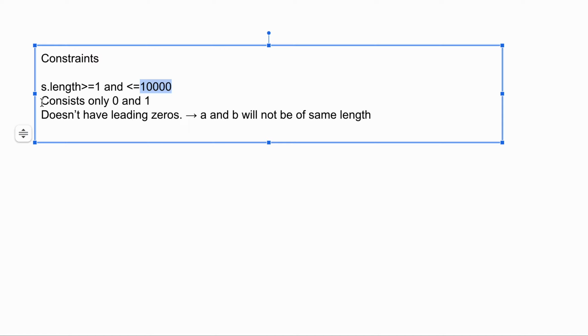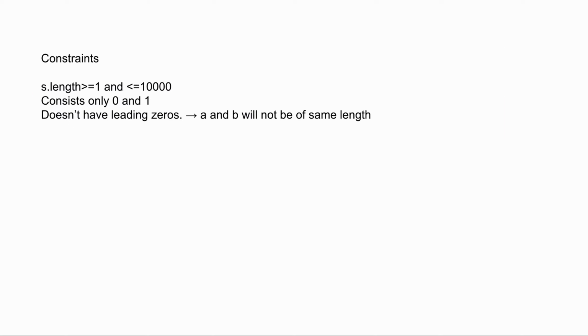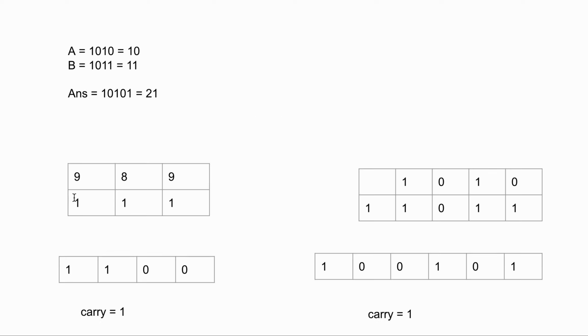The second thing they have given is it consists only of 0 and 1. This is very important, and also this will cause people to write many if-else cases, because since there are only two options, people will start writing many if-else cases. The next thing is A and B will not be of the same length. For example, this can be of length 6, this can be of length just 2. So that is one thing. So without further ado, let's dive into how we can approach this problem.